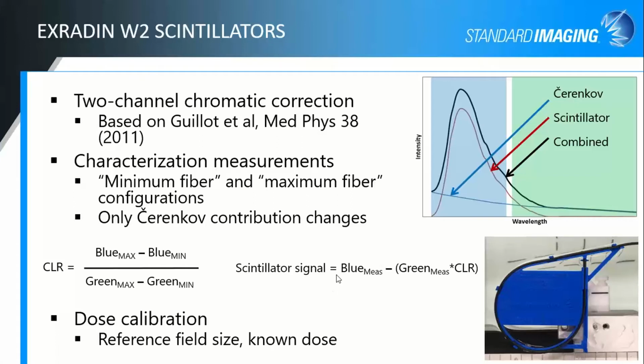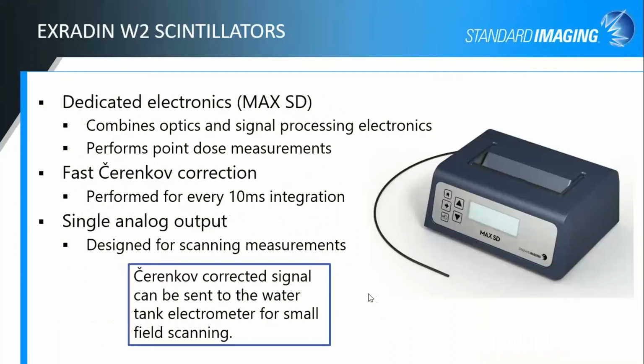If you're doing a dose conversion for output measurements or something like that, then that's basically just a gain factor that's applied to the whole calculated value to convert units from the charge that's measured to dose. So if you wanted to do a dose calibration, you would just give it a known dose in a reference field size, and then the system can calculate that correction or that gain factor.